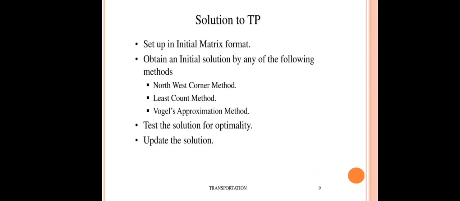Finally, we will see the solution to the transportation model. First, set up the initial matrix format. Second, obtain an initial solution by any of the following methods. First one, northwest corner rule. Second one, least cost method. Third one, Vogel's approximation method. Next, test the solution for optimality. Finally, update the solution.